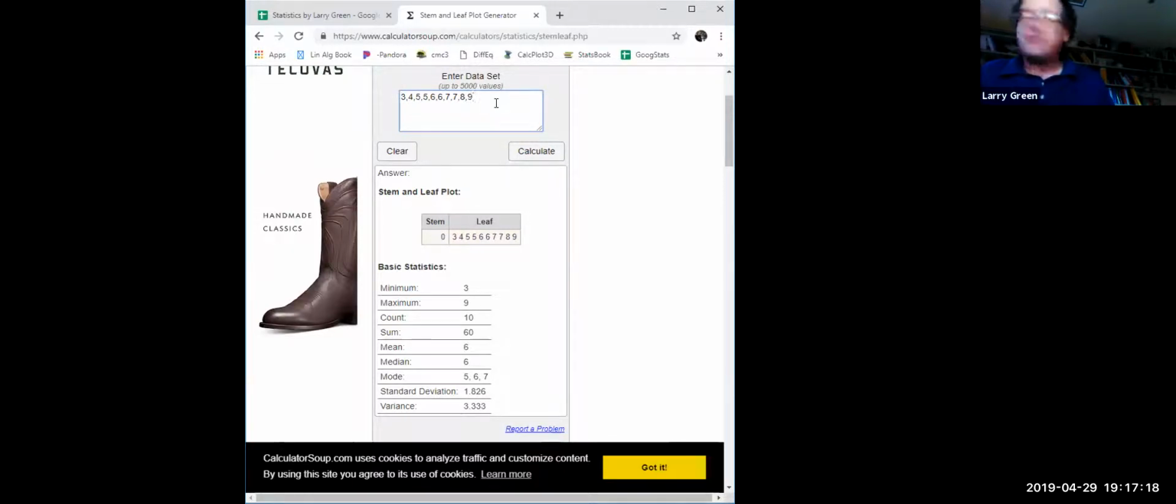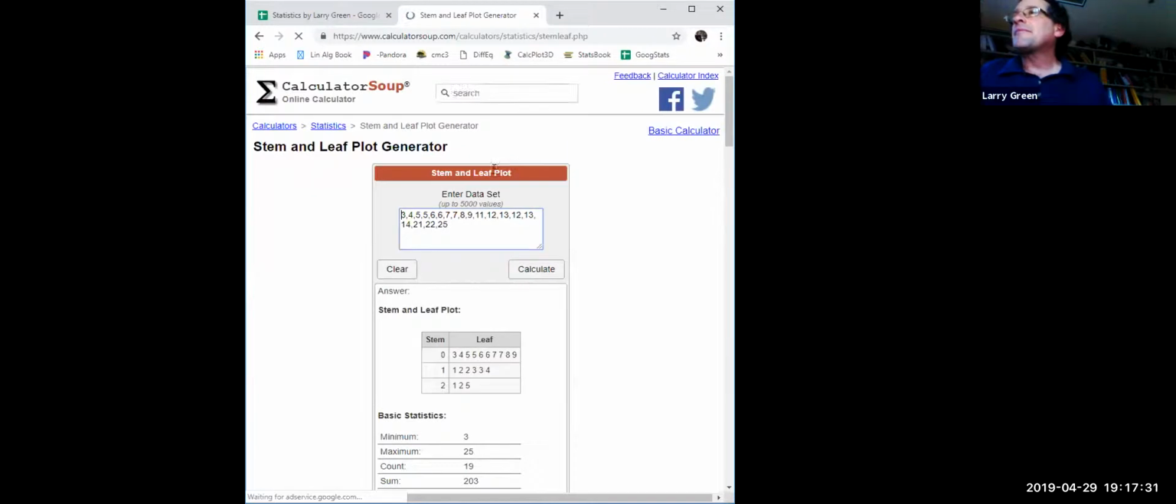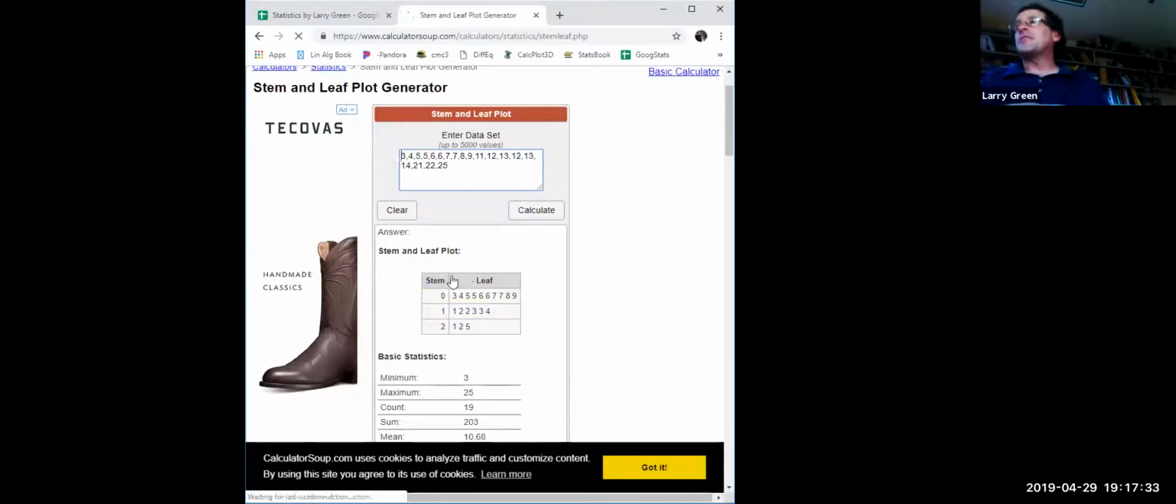Let's do one where it's more interesting. 11, 12, 13, 12, 13, 14, 21, 22, 25. And there's a more interesting stem and leaf plot. Does that make sense?